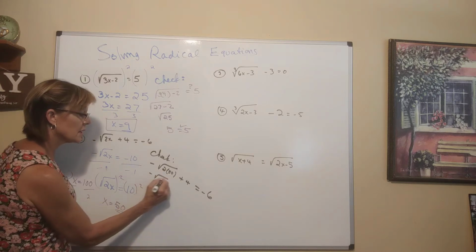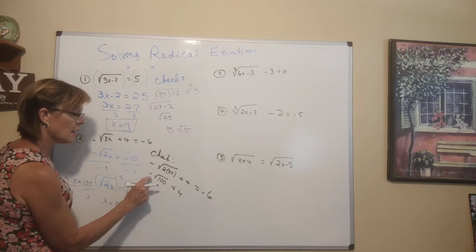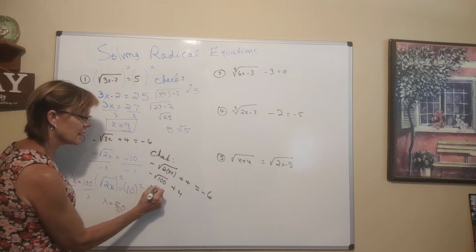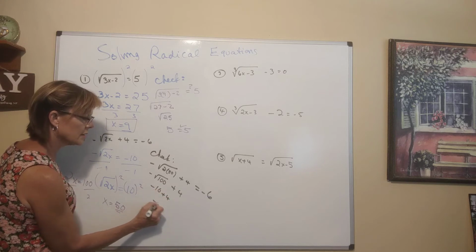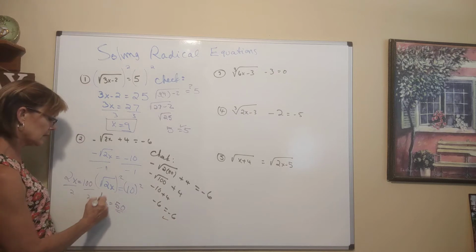Okay. Order of operations underneath here. This is negative times the square root of 100 plus 4. The square root of 100 is 10. 10 times negative 1 is negative 10, plus 4. This is negative 6. That is correct. We get to keep this answer.